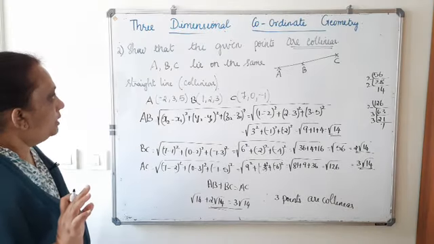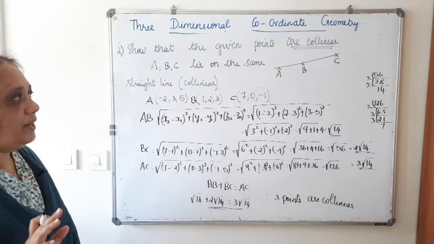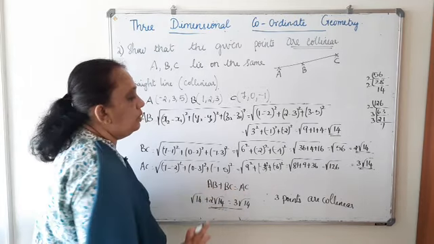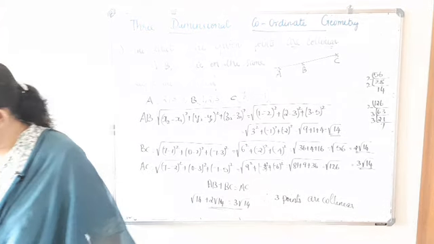I hope you got this point. Collinear means the 3 points lie on the same straight line. Here AB plus BC is equal to AC. That means the 3 points are collinear. Next one.